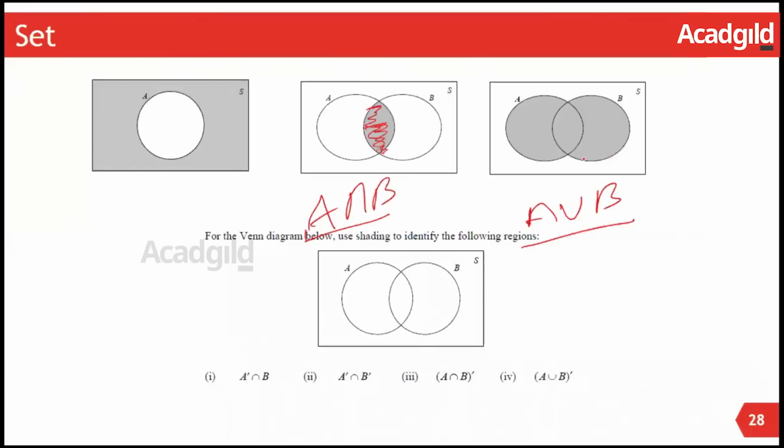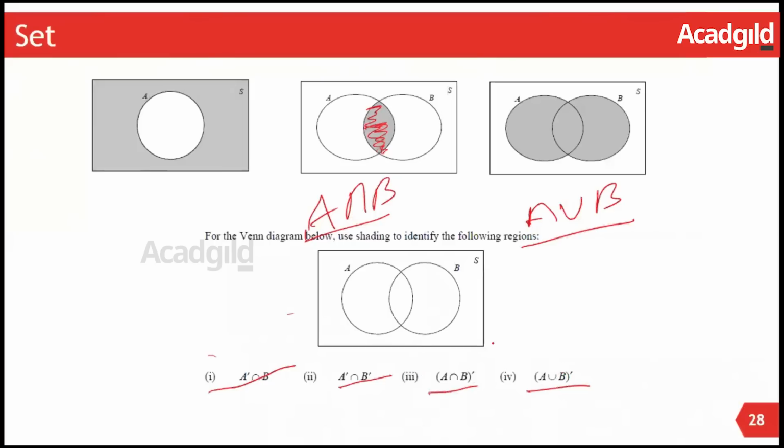Now I would suggest that you pause the video for a few moments and look into this question. For this Venn diagram, you have to identify the following regions. First, A complement intersection B. Second, A complement intersection B complement. Third, A intersection B whole complement. And fourth is A union B, the whole complement.